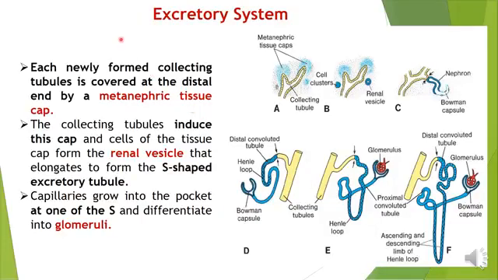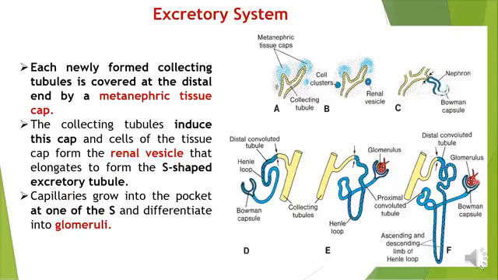The excretory system, each newly forming collecting tubule, is covered at the distal end by a metanephric tissue cap. You can see the collecting tubules induce this cap, and cells of this tissue cap form the renal vesicles. You can see that they elongate to form C-shaped excretory tubules.